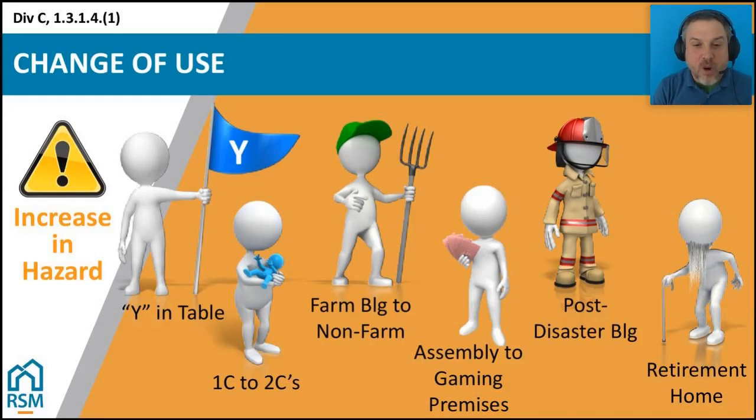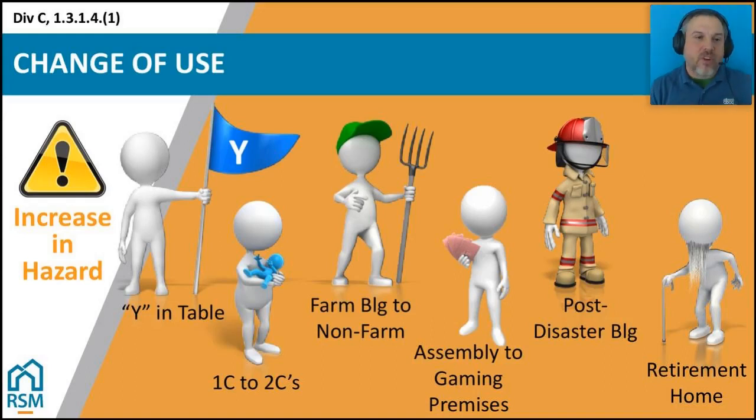Assembly to a casino, you change it to a post-disaster building. Say you have a warehouse and your fire department comes to you and says, hey, I want to move the fire trucks in there. That's a change of use, even though there's no construction. And of course, back in I think it was around 2018, could have been a little bit before, there was a lot of retirement home provisions that were added into the building code. So what they did was they said, if you change a residential occupancy to a retirement home under the Retirement Homes Act, that is a change of use.